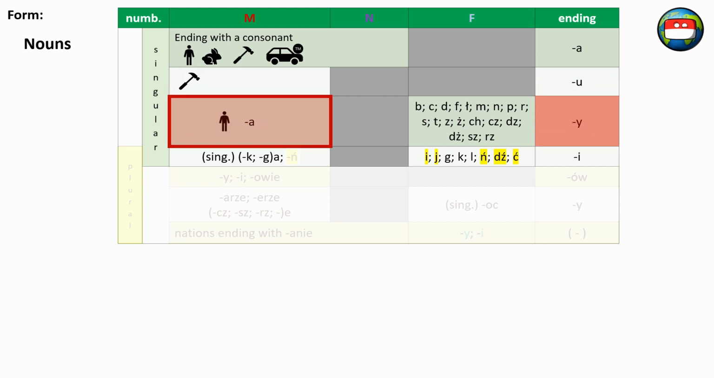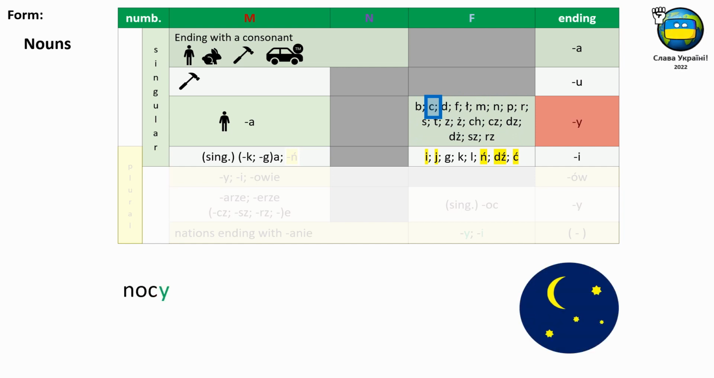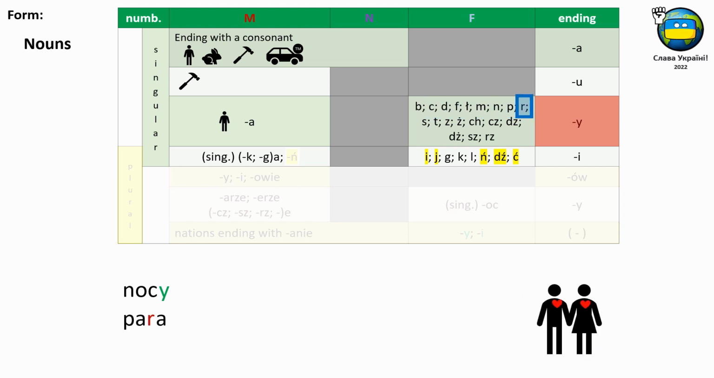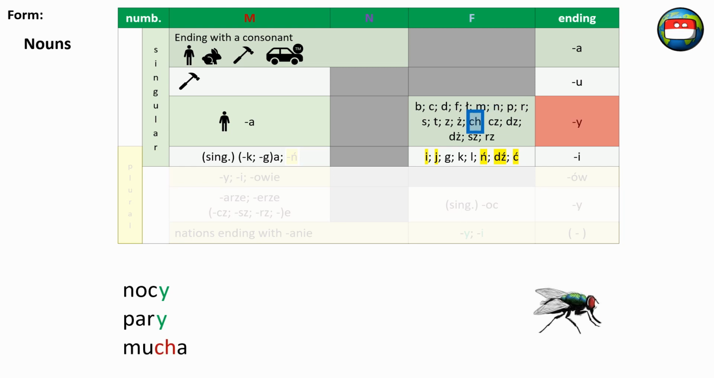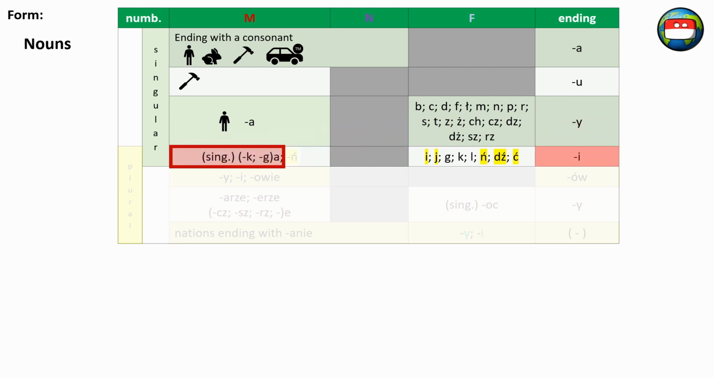The next one we have is the ending y. For masculine gender it applies to nouns that, just like feminine gender, end with a. Mężczyzna, mężczyzny. Artysta, artysty. Zabójca, zabójcy. But the most often it will be applied to feminine words that contain these letters in their last syllable. Noc, nocy. Para, pary. Mucha, muchy.